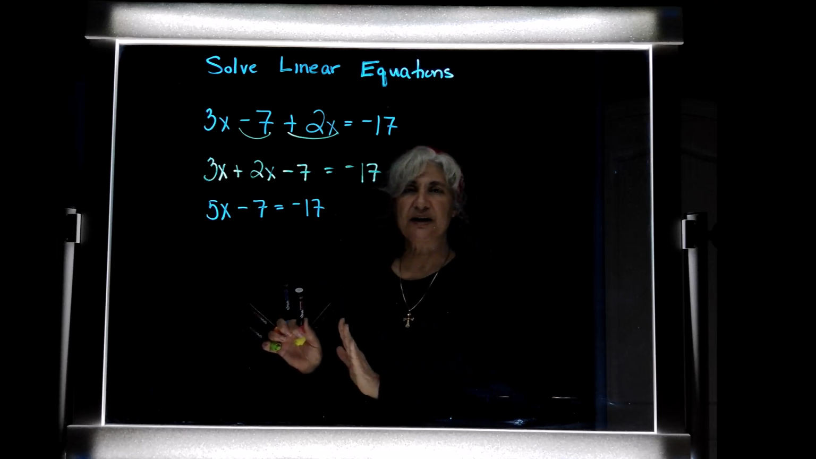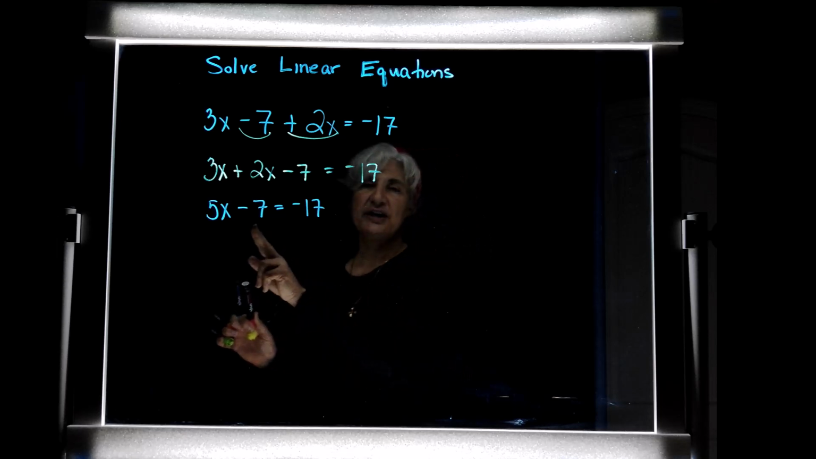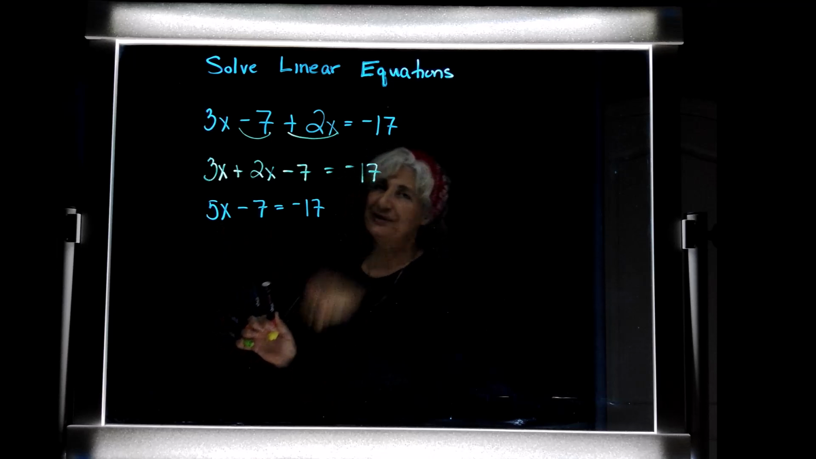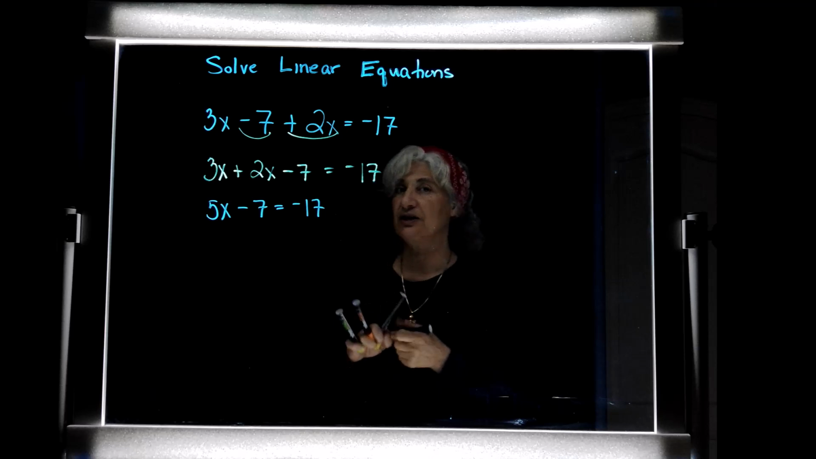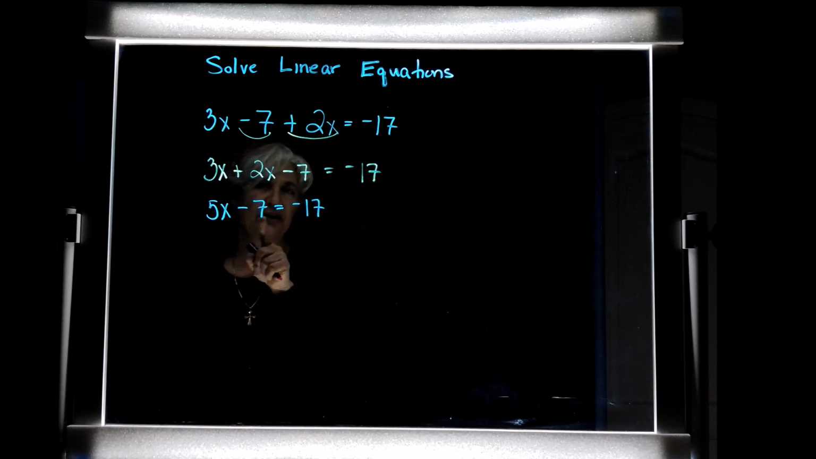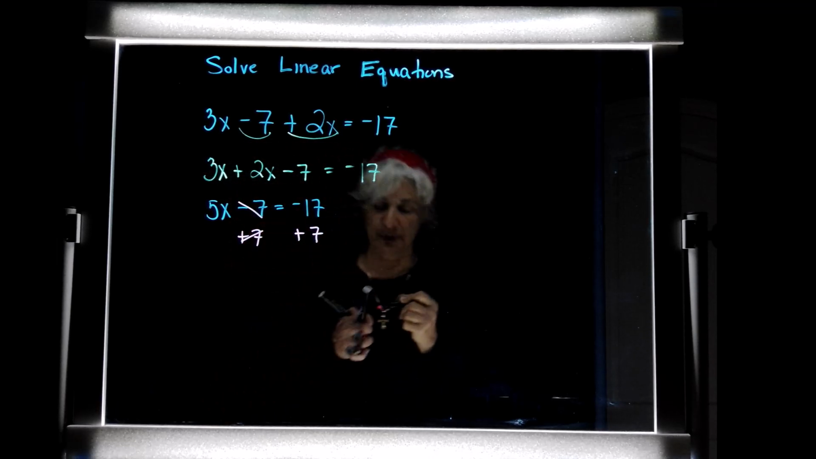All the x's are on one side, but I have a non-x on the same side as this 5x, which means it's got to go. So we have to kick it to the curb, so to speak. We got to kick it to the right side. So how do you get rid of this minus 7? You have to add 7 to break the subtraction, and you add it to both sides.